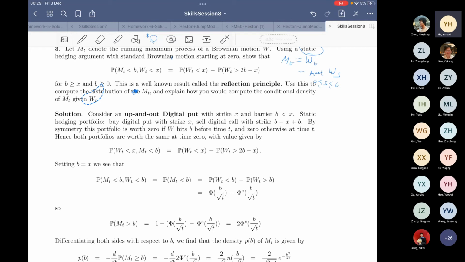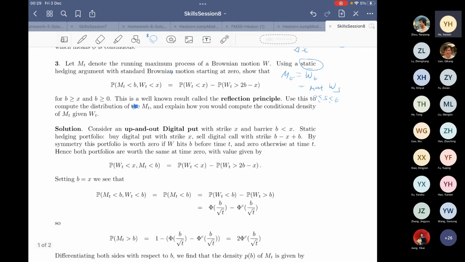We'll use a kind of financial proof of this, which is to consider an up and out digital put option with a strike level of X and a barrier level of B. So if it helps you, usually I would consider X equals K and B equals B. But because this result isn't just a financial result, we typically use little x and little b just historically, because this kind of thing was done many years before Black-Scholes.